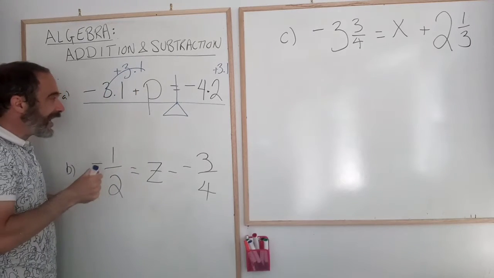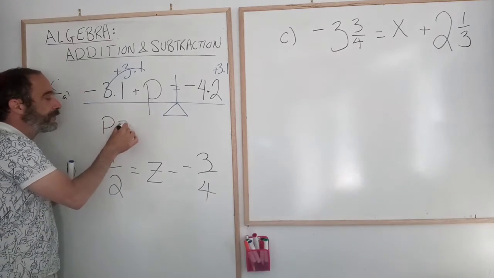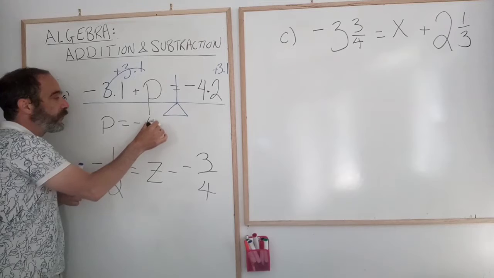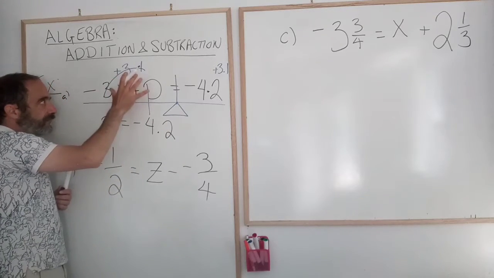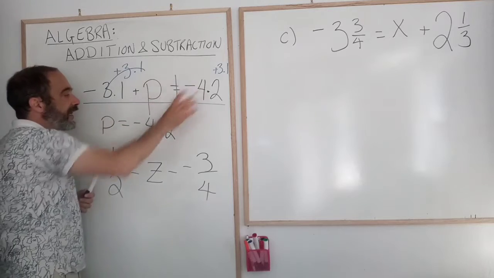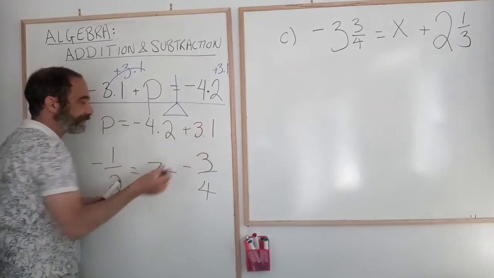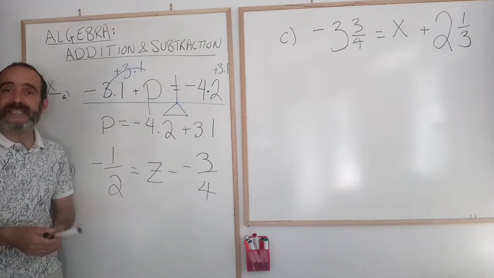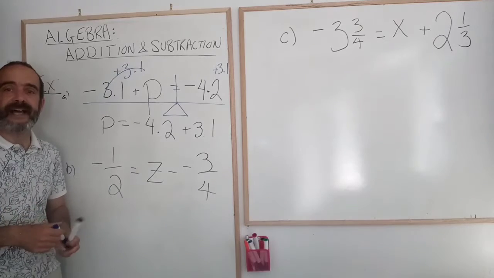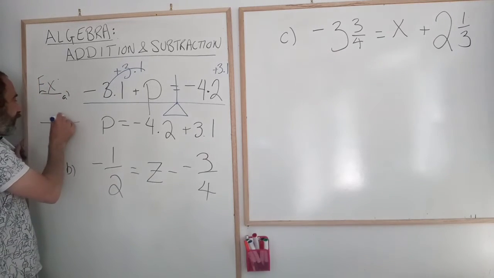Right? And I like to rewrite things so that I can see what I have in front of me. P is equal to negative 4.2, right? This is 0. So P equals negative 4.2 plus 3.1. That's what I actually have to then calculate. Once I rewrite it, I want to calculate what I have. And this is just basically number line stuff, right?